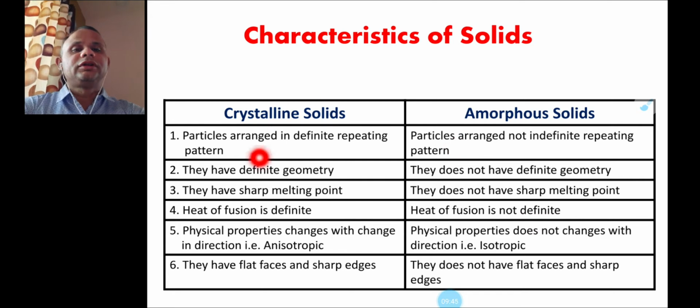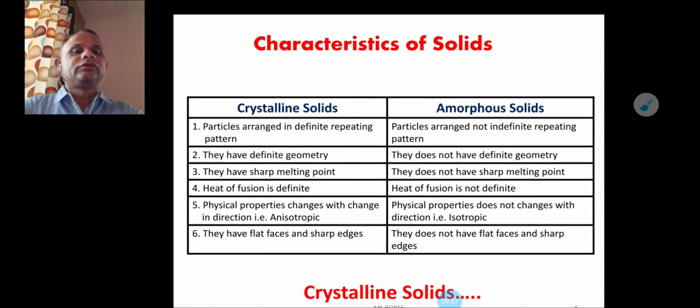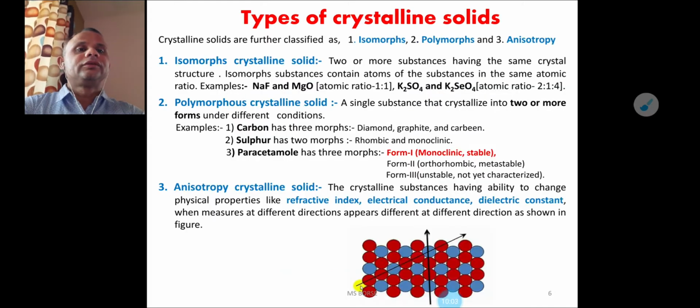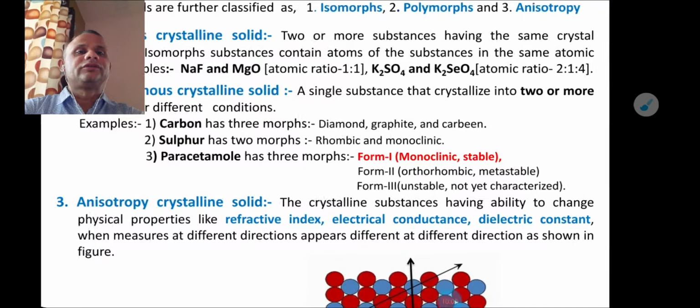But if you see the properties of crystalline compounds, they are very interesting: definite geometry, specific physicochemical properties, a sharp melting point. That's why we are interested only in crystalline solids. So our interest is crystalline solids. So next, the types of crystalline solids.